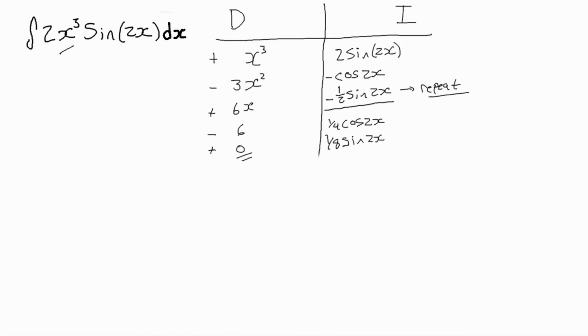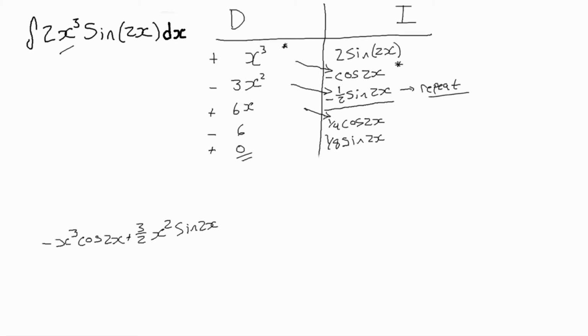To do this, we multiply and then add diagonal elements. So first we'll multiply this element and this element, x cubed and negative cosine of 2x. Multiply these together and we'll get negative x cubed cosine of 2x. And we'll add that to the product of the next two diagonal elements, 3x squared and negative half sine of 2x. And when we multiply these together, we get plus 3 over 2 x squared sine of 2x.